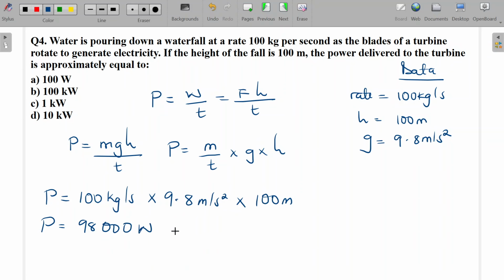Now when you look at these answers, they have been rounded off. So if we round off the one we've gotten here, power is equal to 100,000 watts, which can also be written as power is equal to 100 kilowatts. So which is our answer here? It is B. Are we together?